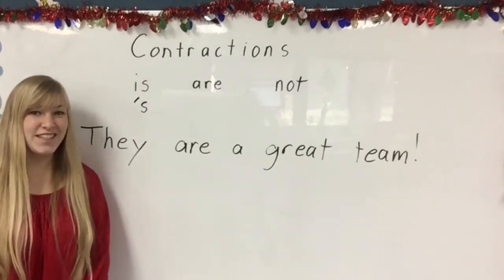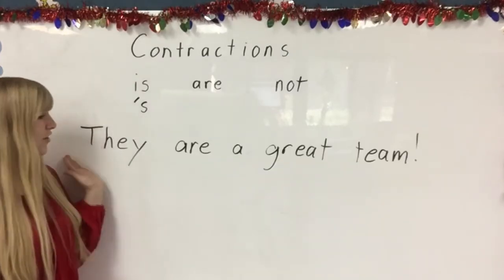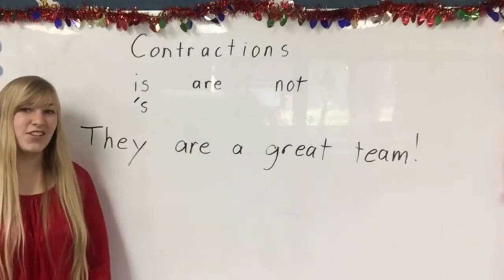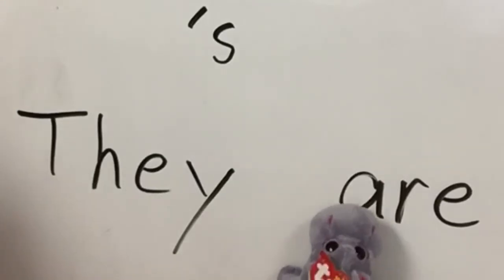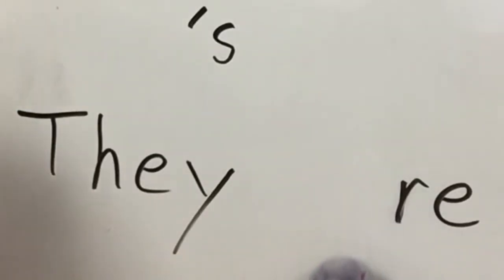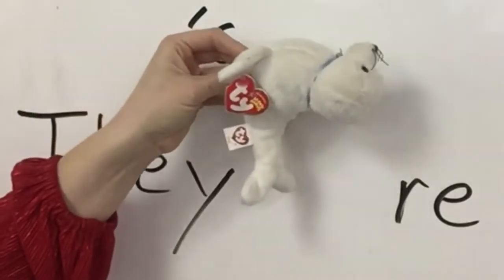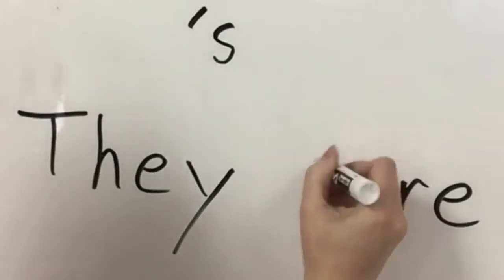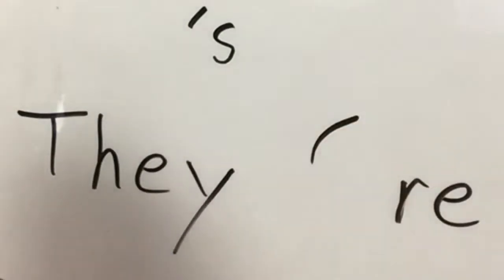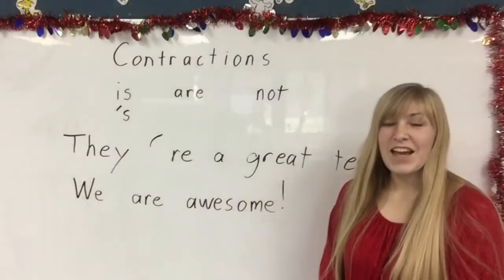Let's go on to R. They are a great team. Let's turn they are into a contraction. Here comes Hippo to eat the vowel in the second word. And Icing to fill in our apostrophe. They're a great team.